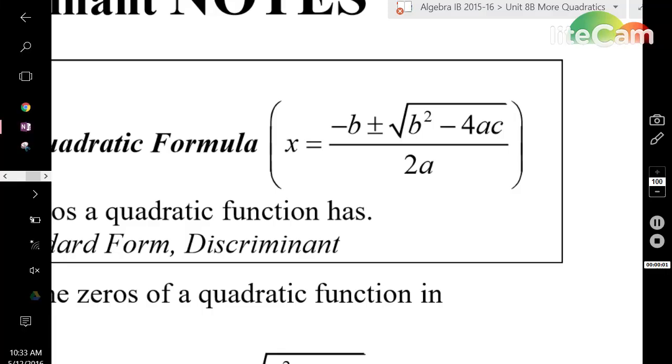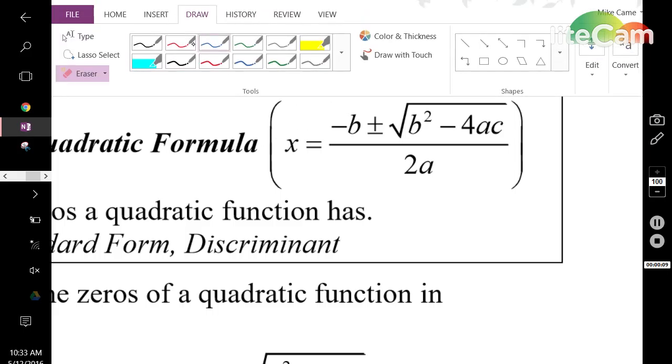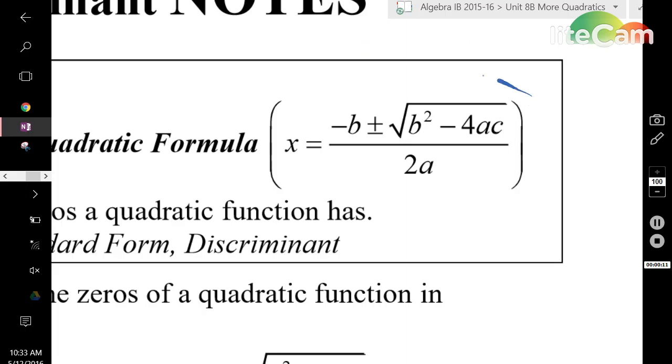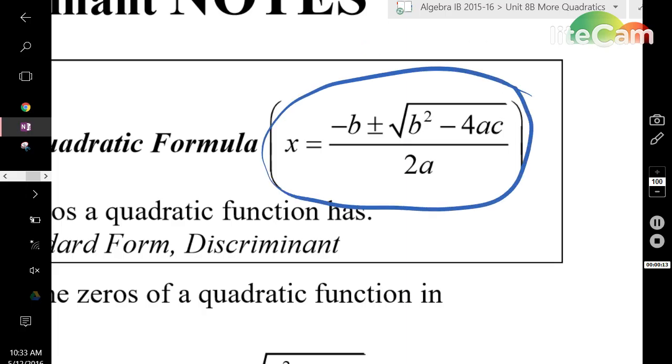In this video, we are going to discuss the quadratic formula shown here, and we are going to look at the discriminant as well, and discuss what these two things do for you. Okay, so the entire quadratic formula gives you the zeros of any quadratic function, no matter what function it is, whether it's factorable or not factorable.